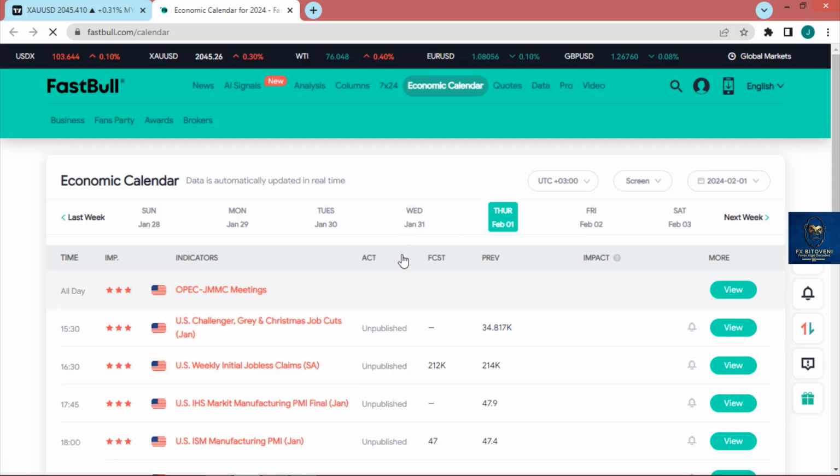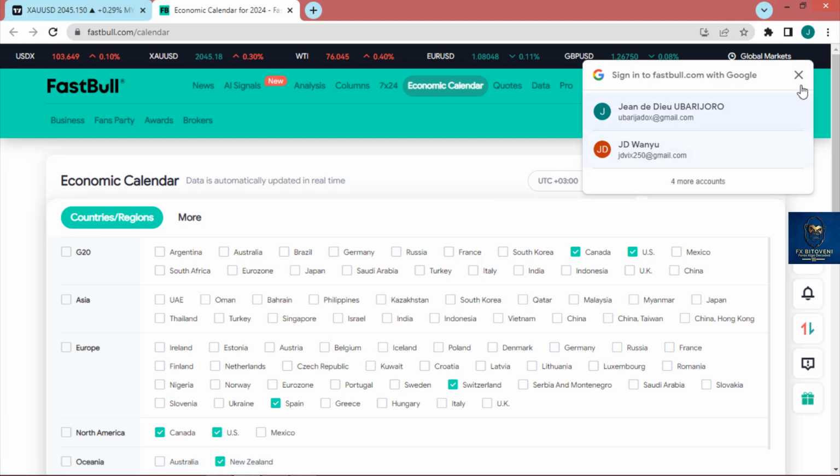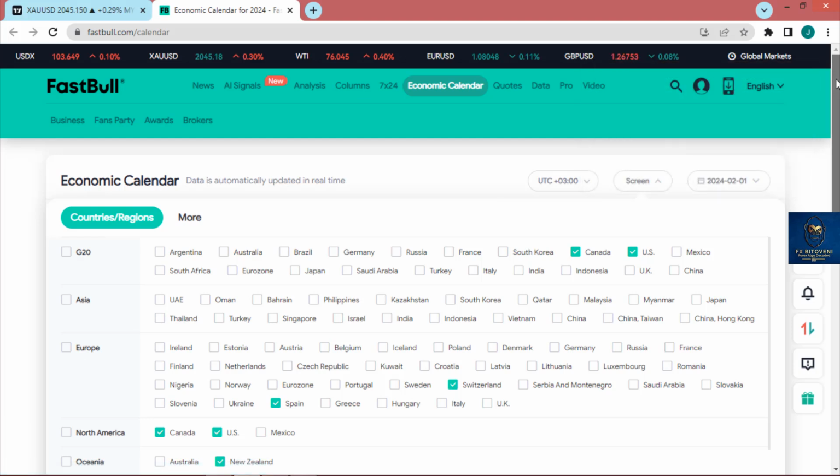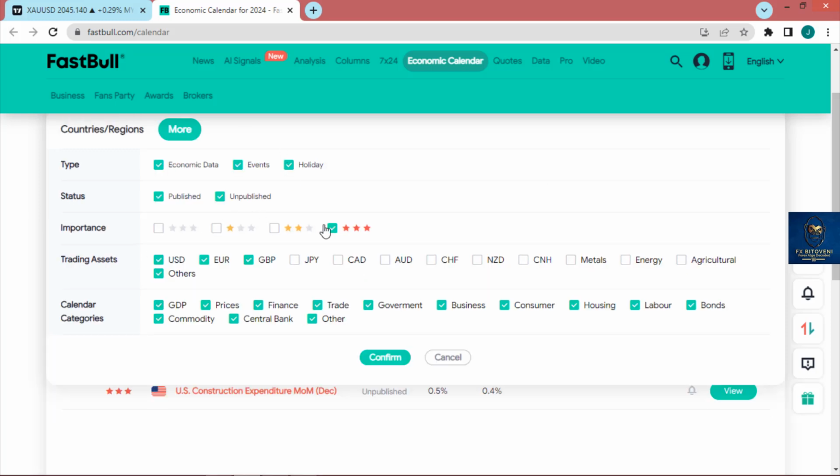There will be a list of economic events here. If you are going to scan, try to do what? Try to click on the screen. Just screen what you want. You understand? So you click on more. For example, me, I click on more, and then I make sure I check here high impact news, right? And then I can select.